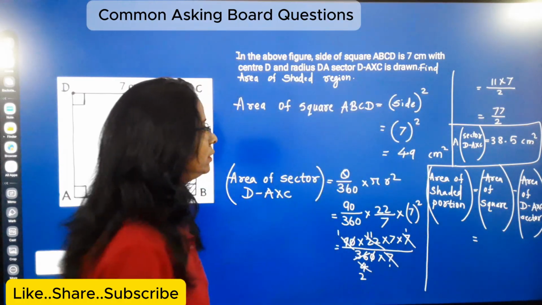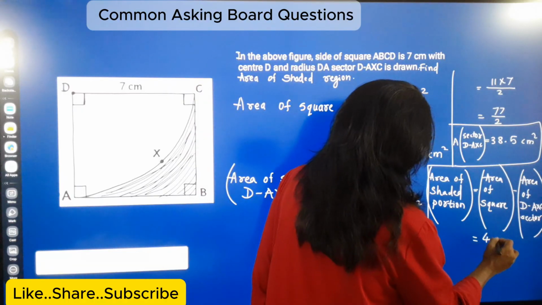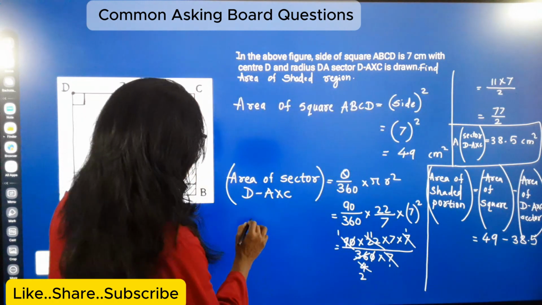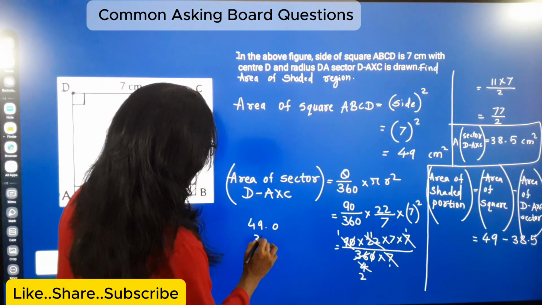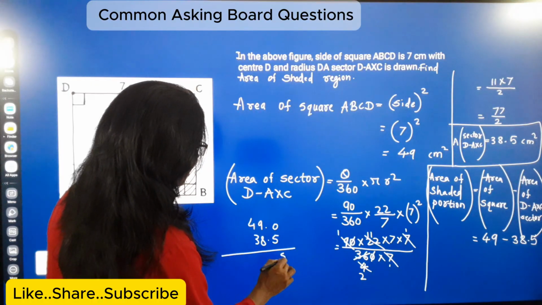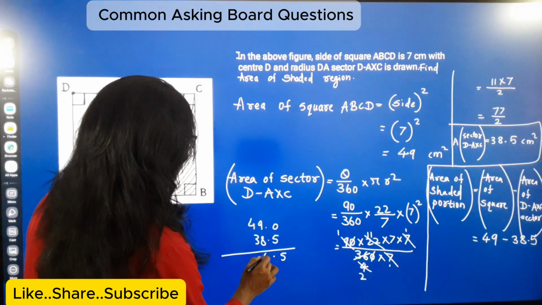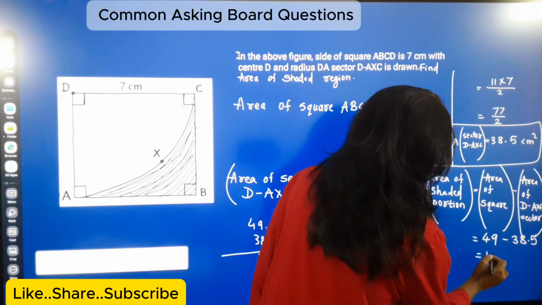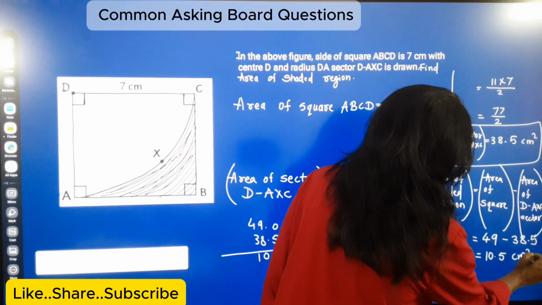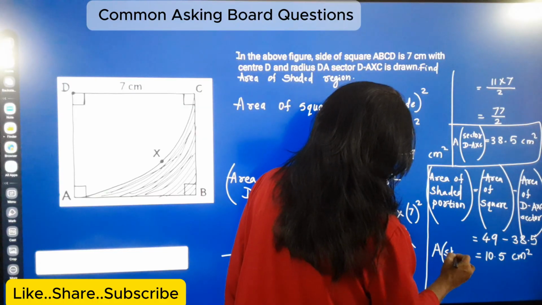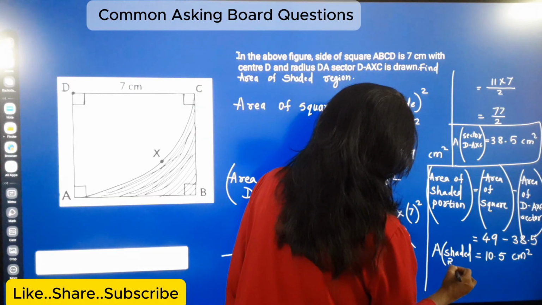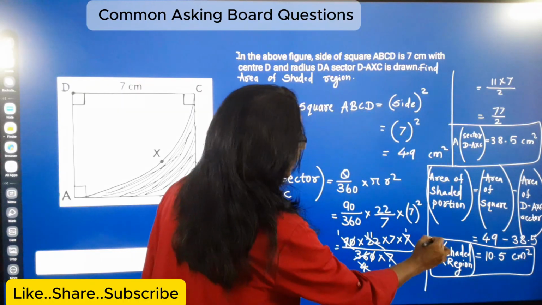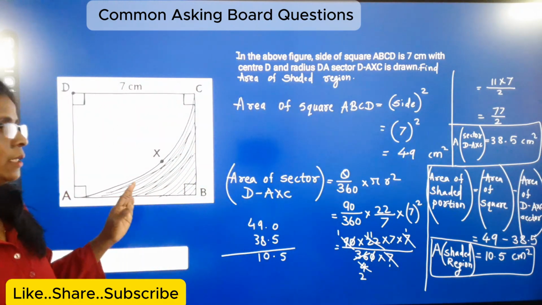Then here that is 49 minus 38.5. So do here 49.0 minus 38.5. So that means 10.5, which is equal to 10.5 square centimeter. So here I write area of shaded region. Area of shaded region is equal to 10.5 square centimeter. Okay students?